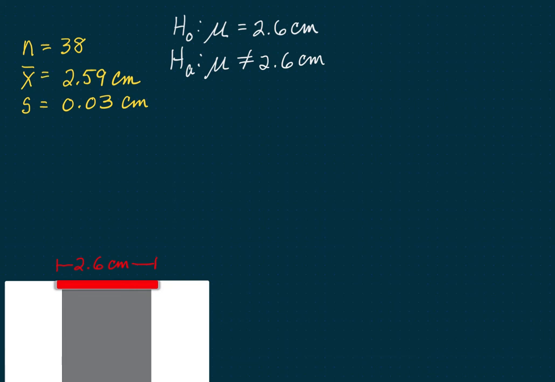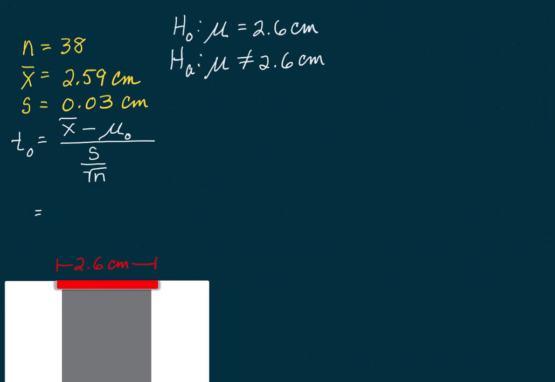At first glance, it looks like the mean diameter of these washers is less than what it should be, and perhaps they need to shut down production and recalibrate some machinery, which is going to cost the company money. On the other hand, putting out a faulty product could also cost the company even more. So this is the dilemma that our quality control specialist faces.